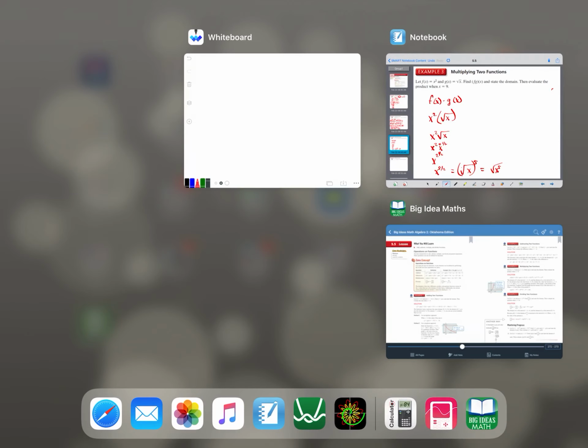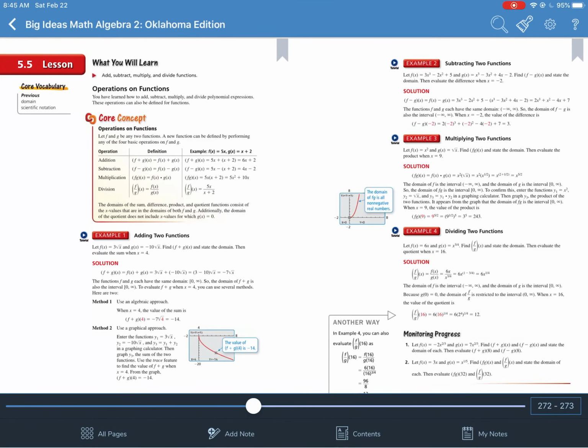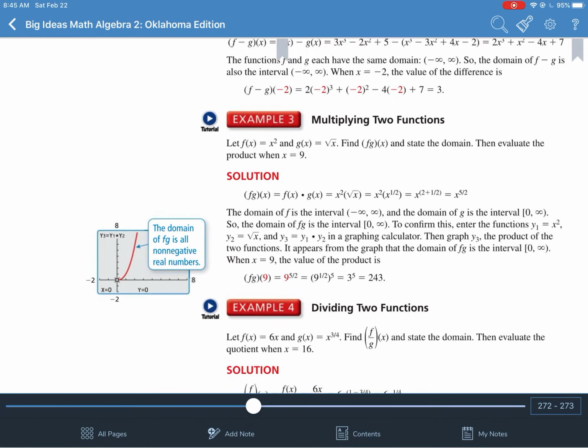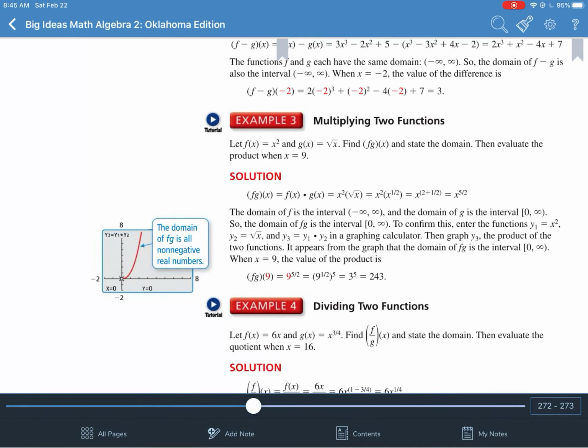Let's double check the book and see what they say on our multiply one. They did x to the 5 halves because it doesn't tell us which way it needs to be. They gave us a square root and a square in both. So if we look, they say do it to the 5 halves.